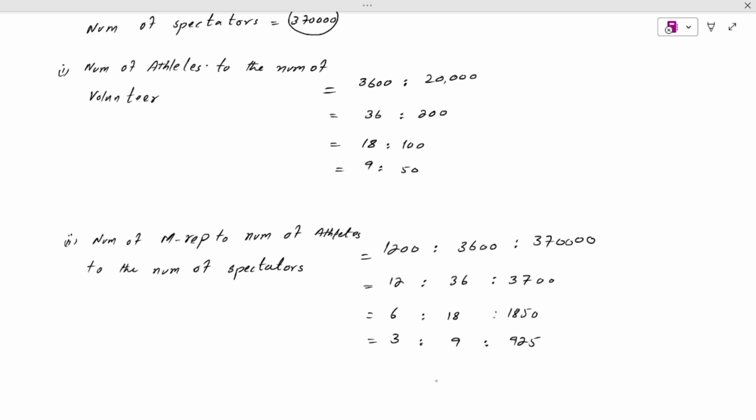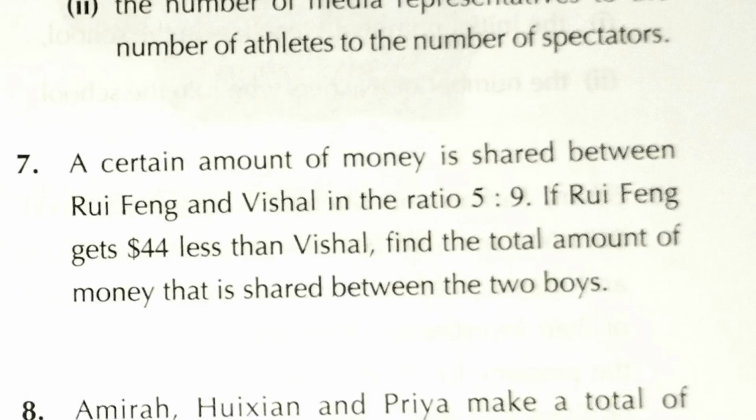Now we will solve question number 7. This is question number 7. A certain amount of money is shared between Ruifeng and Vishal in the ratio of 5 ratio 9. We don't know exactly how much that money is, but the money is shared between two persons, Ruifeng and Vishal, in the ratio 5 ratio 9. If Ruifeng gets $44 less than Vishal, find the total amount of money that is shared between the two boys. So let us solve this question.